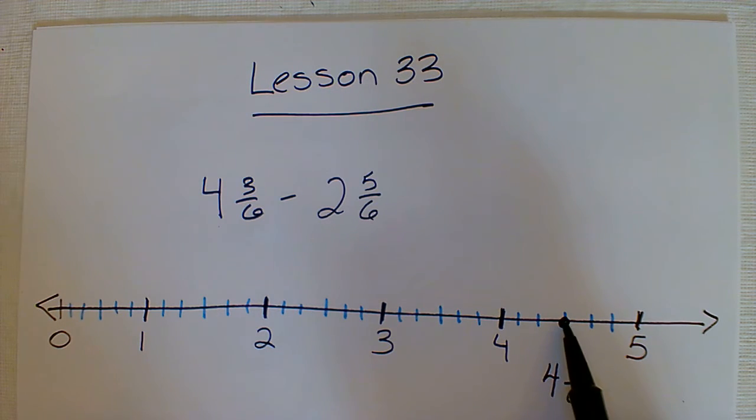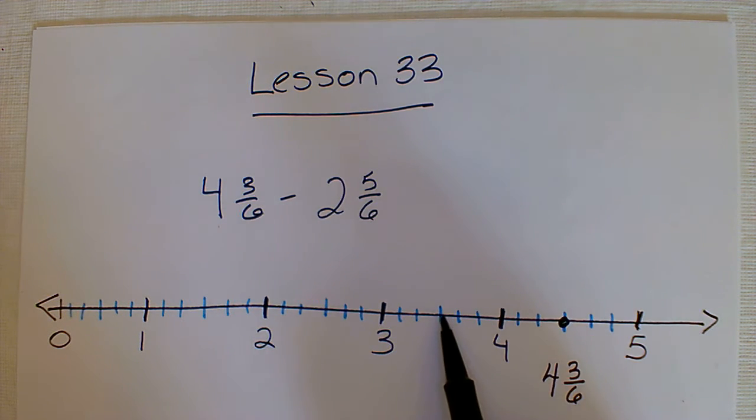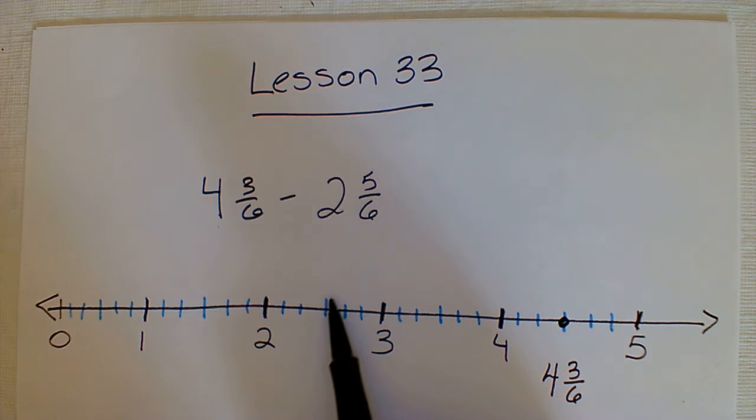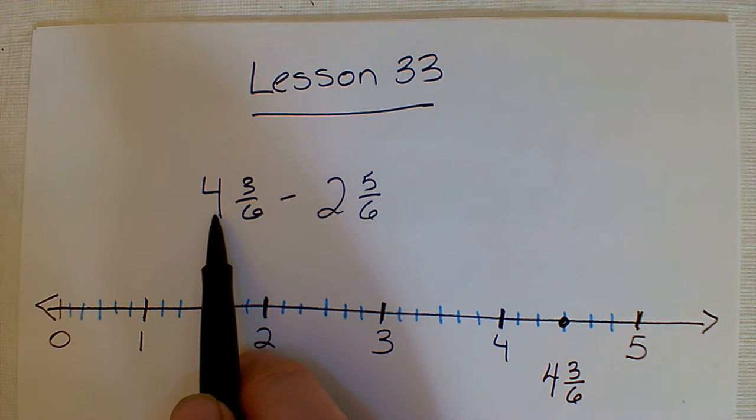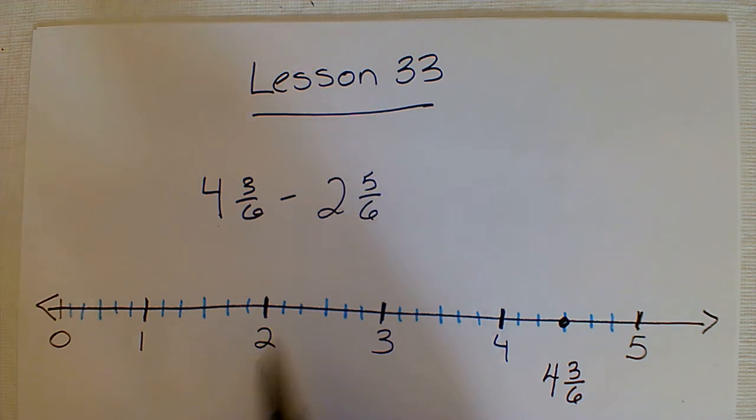So since I'm at 4 and 3/6, I'm going to hop down to 3 and 3/6, and then to 2 and 3/6, because all I did was subtract 2 from that 4. If I subtract 4 minus 2 wholes, I'll get 2 and 3/6. And so that's what's going to land me here.